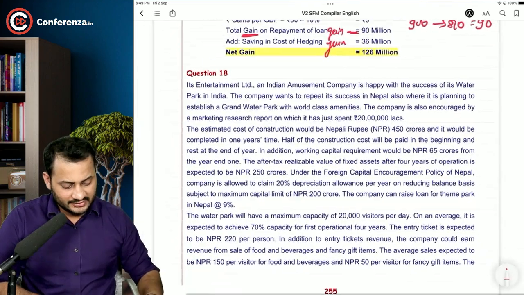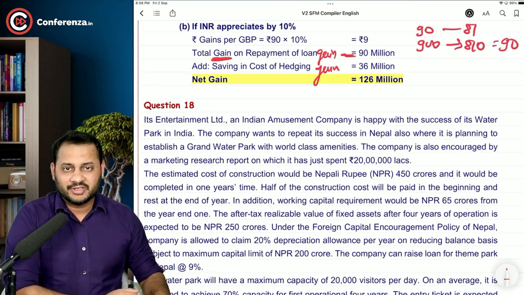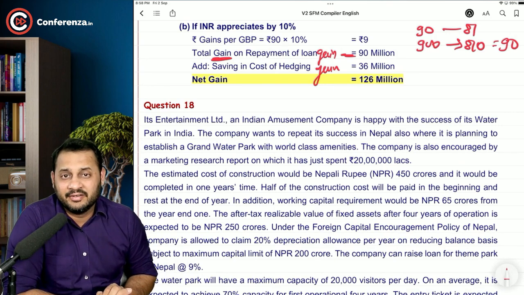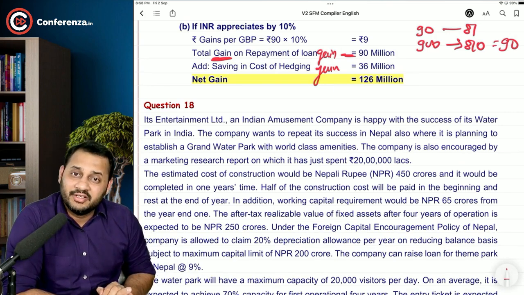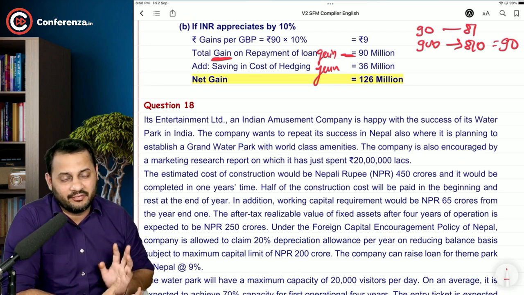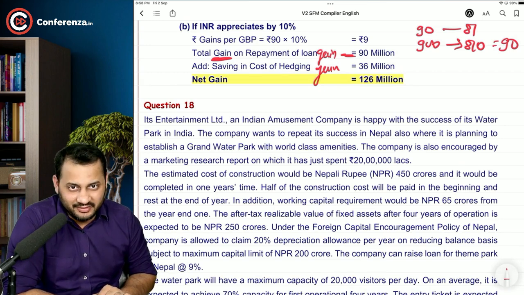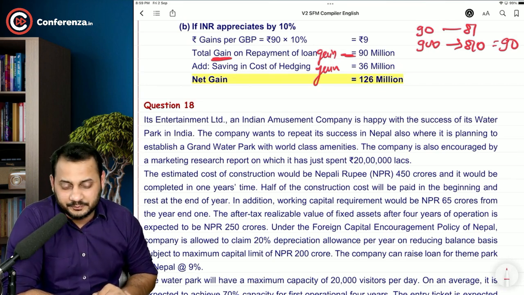Let's move on to the last question of this chapter. Before starting question number 18, let's have a look at a new concept, that is geared and ungeared beta. This is related to the beta that you have learned in the portfolio management chapter. First of all, let me introduce or revise the concept of beta. Beta is a measure of systematic risk. It measures the risk of a company as compared to the market, right? And that is what we are going to consider. Have a look.